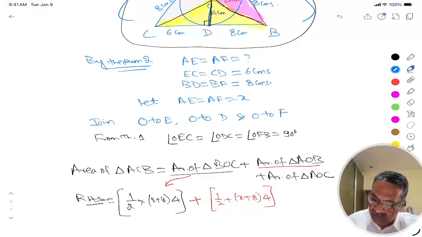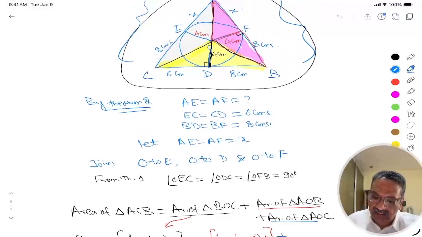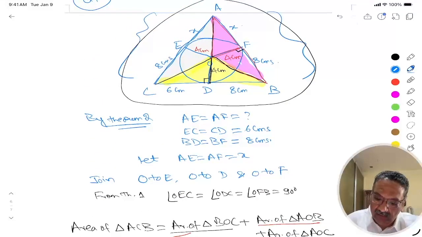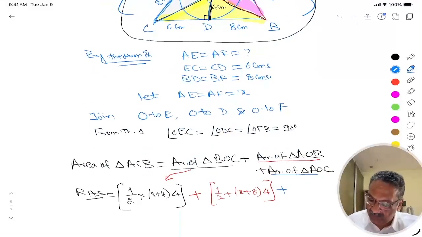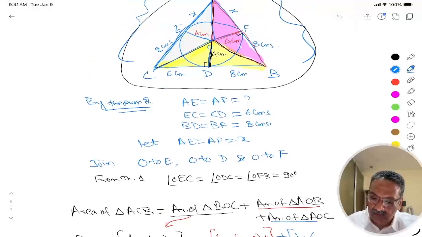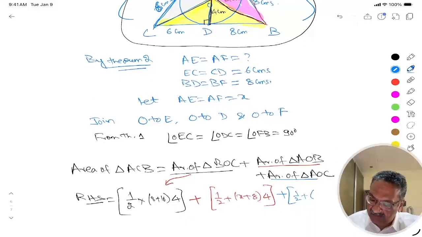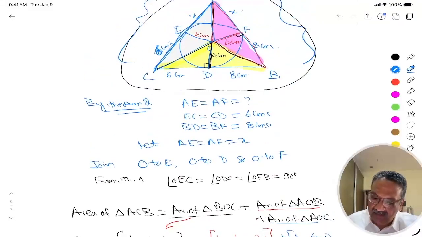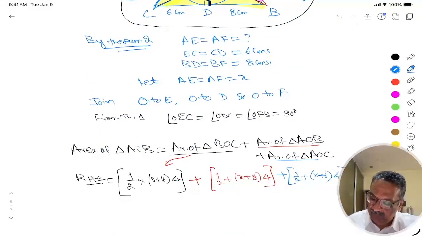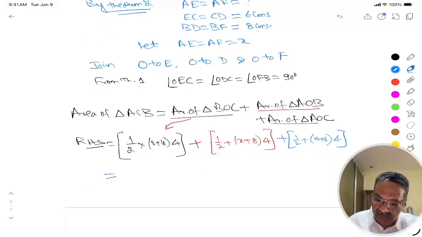Now area of triangle AOC. AOC, this triangle. The base is x plus, sorry, this is 6 centimeter. So we have half into x plus 6 into 4. Okay, I will simplify. This is equal to 2 into 2. 8 plus 16.